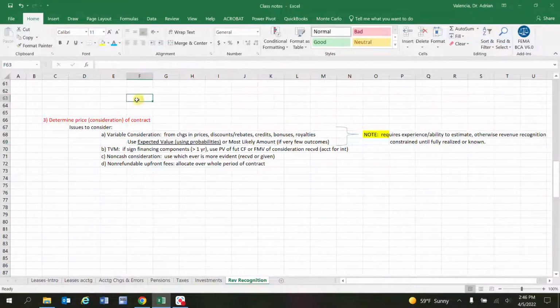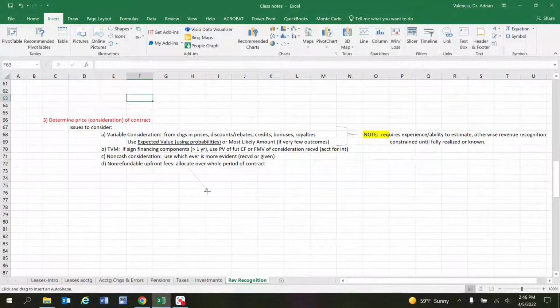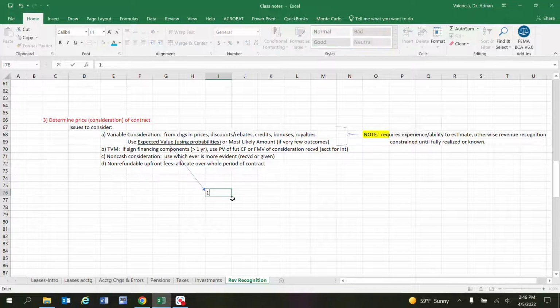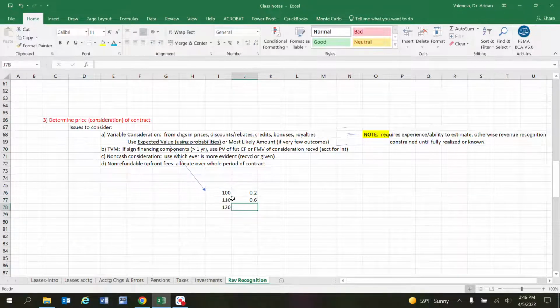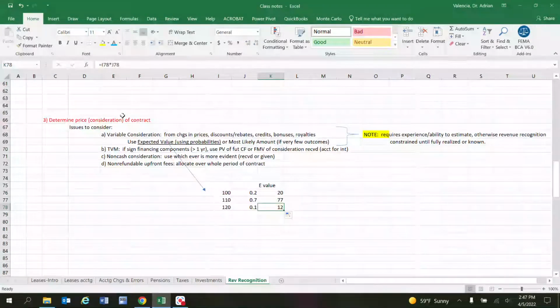Let me include a little arrow here so you can see what I'm saying. So you might have a scenario where under one scenario you get $100, under another you get $110, and then under another you get $120. And the probability here is 20%, probability here is 60%, and actually let me make this one 70%, and then this one 10%. So we use the expected value amount from each one of these. So this will be $100 times 20%, which is $20, and the rest of them will sum up as follows.